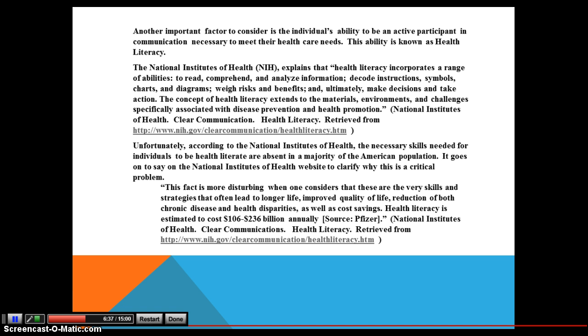It goes on to say, on the National Institutes of Health website, to clarify why this is a critical problem. Quote, this fact is more disturbing when one considers that these are the very skills and strategies that often lead to longer life, improved quality of life, reduction of both chronic disease and health disparities, as well as cost savings. Health literacy is estimated to cost $106 to $236 billion annually. Close quote.